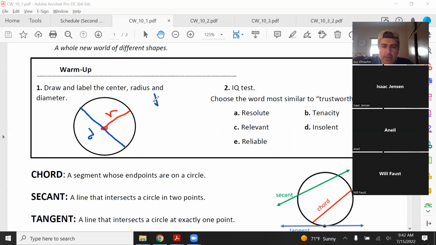Of course, the diameter is always twice the radius, right? If you double the radius, that is the diameter. So that's just very basic stuff about circles.